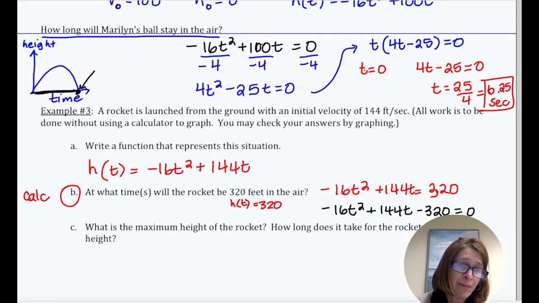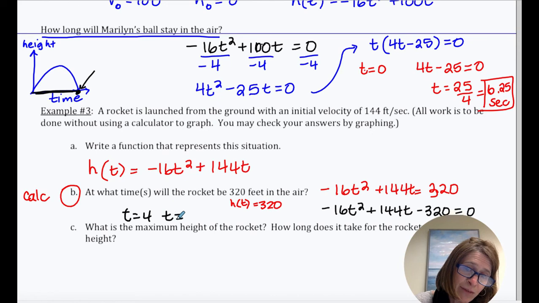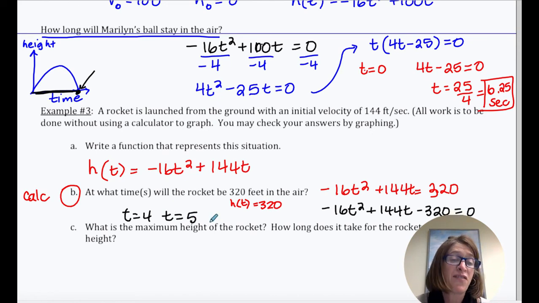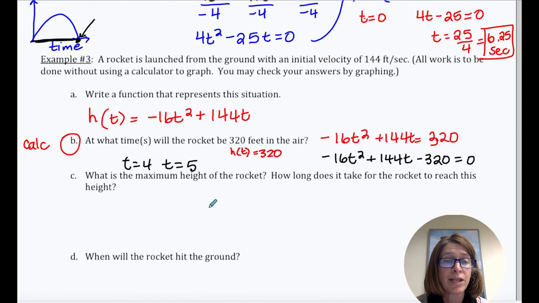So time 0, time 4, and time 5. That also tells me that this was a factorable equation because those were whole numbers. Then it asks, at what time, what is the maximum height of the rocket, and how long does it take for the rocket to reach that height?